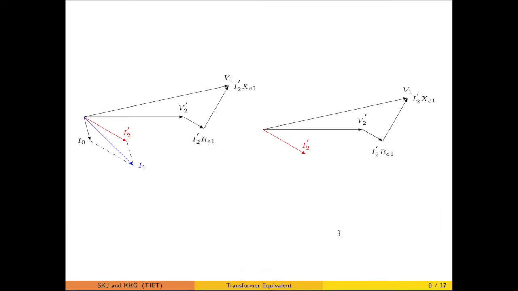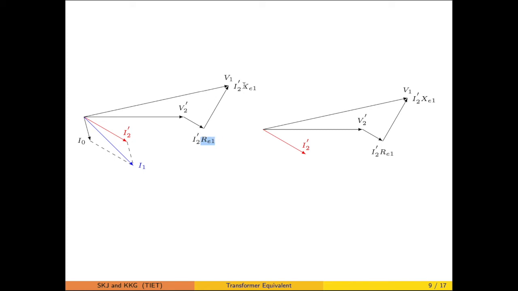Correspondingly, the phasor developments are shown here side by side, so we can make a comparison. We have started with V2 dash, and I2 dash is marked depending on the current or the load nature. You have added the voltage drop. So here now you can see the simplified arrangement. Here it is I2 dash RE1.